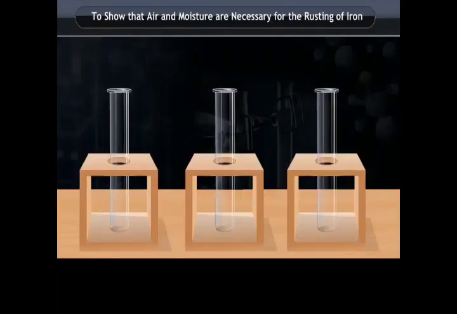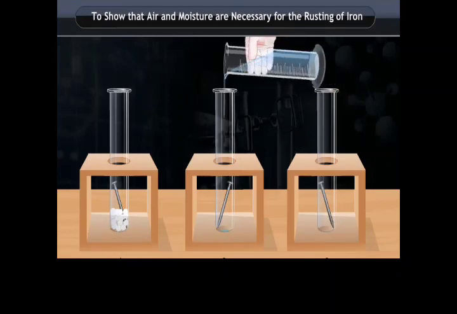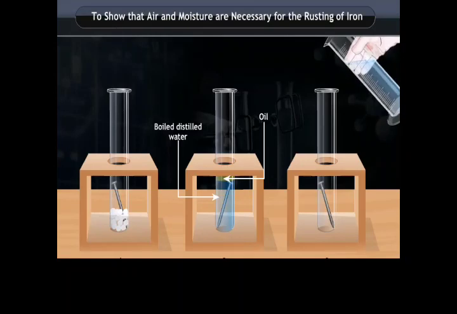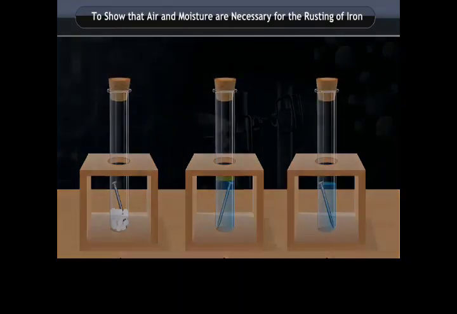To show that air and moisture are necessary for the rusting of iron, take 3 test tubes marked 1, 2 and 3 and put iron nails in each of them. Put some anhydrous calcium chloride in test tube 1 to absorb moisture. Pour some boiled distilled water in test tube 2 and pour some oil over it to prevent air from entering the test tube. Pour some water in test tube 3. Cork the test tubes and leave them for a few days.